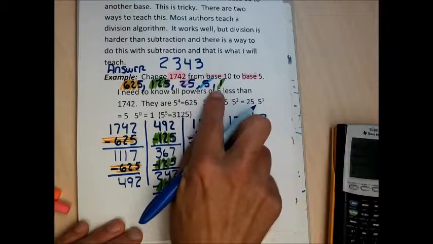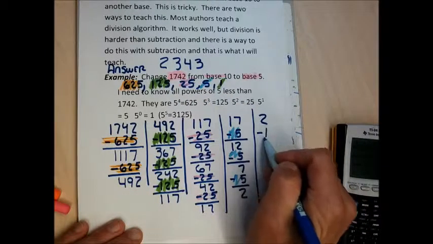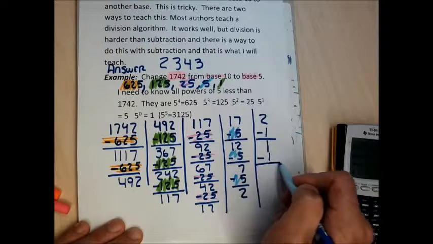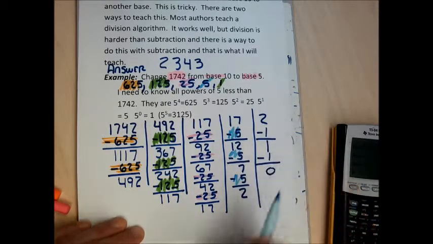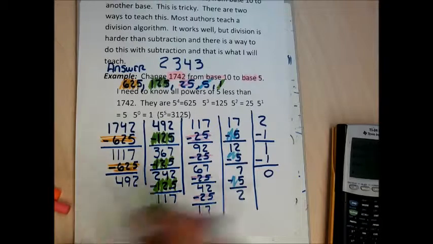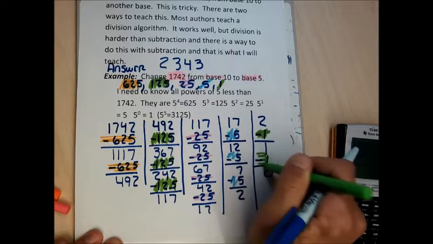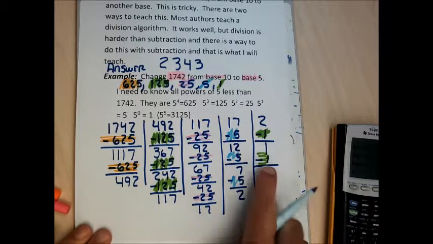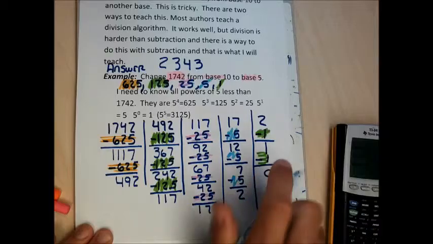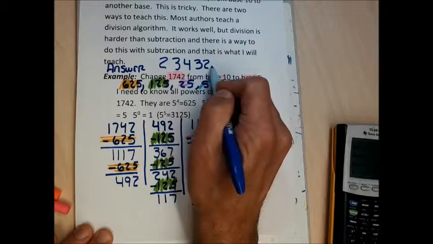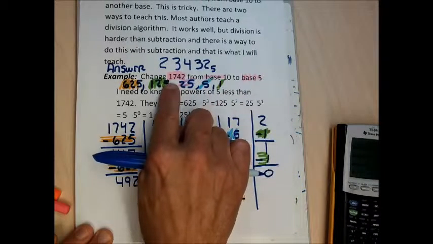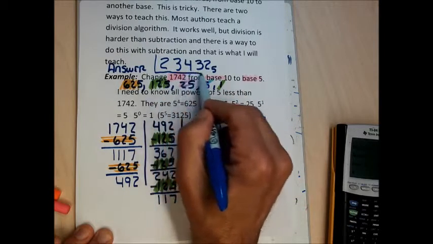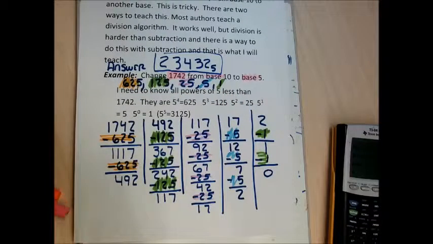And now I'm going to start subtracting this power of 5. I'm going to go 2 minus 1 is 1. 1 minus 1 is 0. I'm done subtracting because I've gotten to 0. I've used up all the powers of 5 that are less than the number 1742. My final number, my answer, is going to be 2. And now this is a base 5 number. So 1742 base 10 is equal to 23432 base 5.